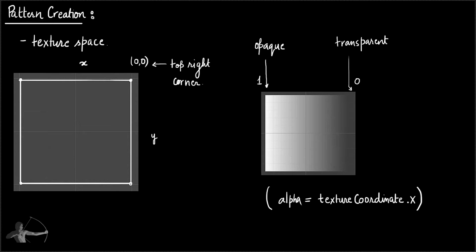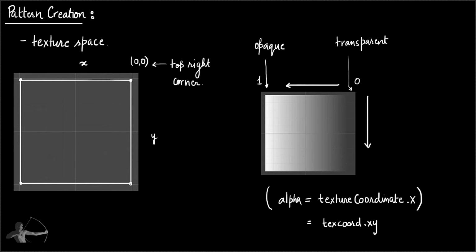And if we will set this alpha to texture coordinate XY, we will see the transparency running in this direction as well as in this direction. But for now, we will just use dot X so that we can see the gradient in one direction only.